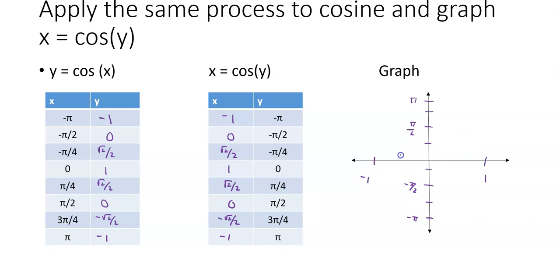All right, so when I go to graph this, I'm going to have a negative 1, negative pi, so that's down the corner over here. I'm going to have 0, pi over 2, or negative pi over 2. I'll have square root of 2 over 2, negative pi over 4. I'll have 1, 0. And then I'll have root 2 over 2, pi over 4. I'll have 0, pi over 2. Negative root 2 over 2, 3 pi over 4, so that's about negative 0.7. And then negative 1, pi.